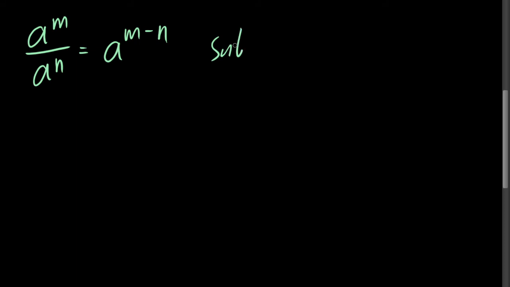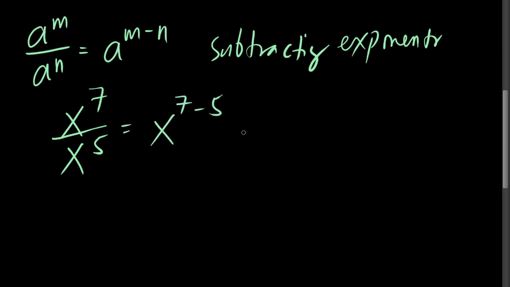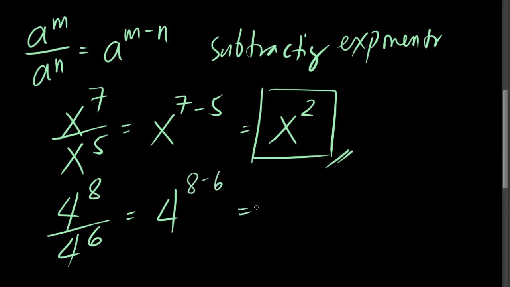And this is called the law for subtracting exponents. Okay, example, x raised to 7 over x raised to 5 will give you x raised to 7 minus 5. Simplified, this is x squared. Same will apply with numbers. 4 raised to 8 over 4 raised to 6 will give you 4 raised to 8 minus 6, which is equal to 4 squared. And since it's a number and you can use your calculator, just answer 16.